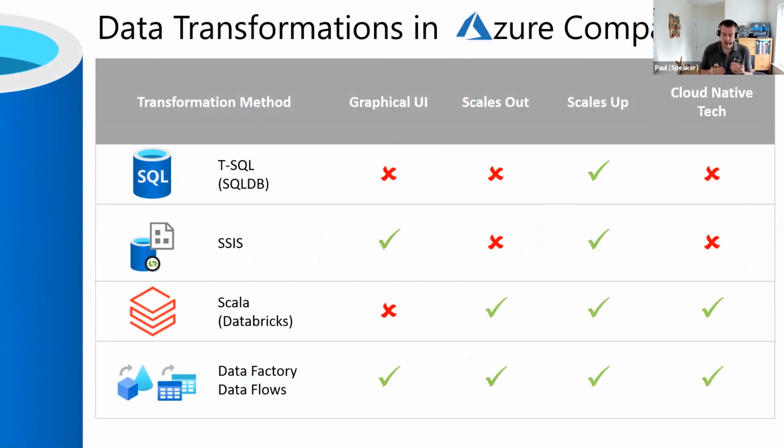Also, if we then couple that with the fact that we have this very rich developer UI that we can take advantage of, then that's really where we get all of those ticks. Our data flows within Data Factory, we can build them in that graphical, low code, no code type setup. We can scale out the compute using that Spark distributed cluster. We can scale those worker nodes up if we wish. And of course, it is using that cloud native tech. Don't confuse that scaling out with distributing SSIS packages over a cluster. We're now talking about distributing the compute at the row level, at the transformation level.